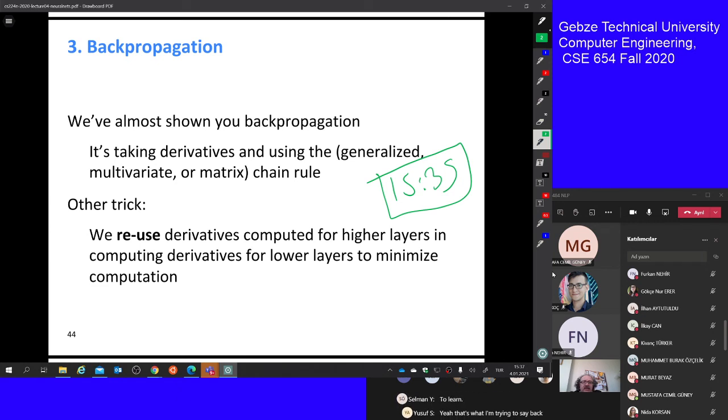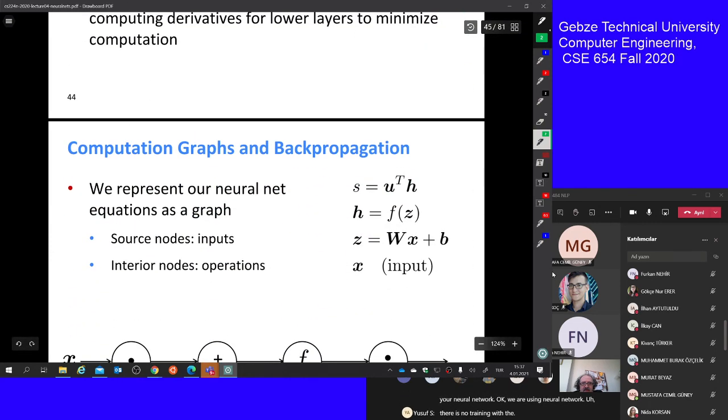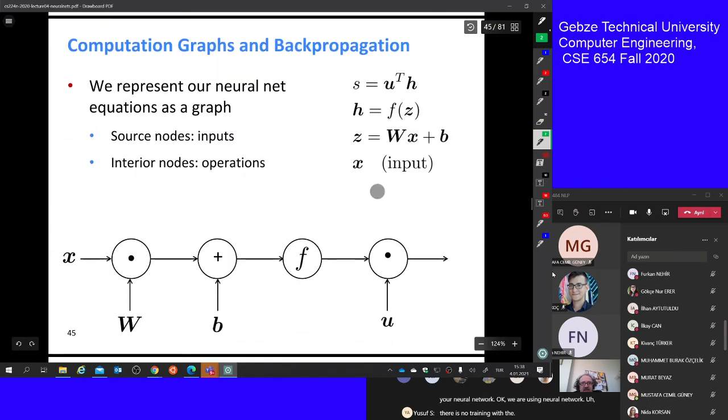Backpropagation is for training only. When you are doing backpropagation, you are doing it on the gradient of the loss function. When you are doing the forward iteration, you are using your neural network. There is no training when you do the forward iteration. Usually we show our networks like this.